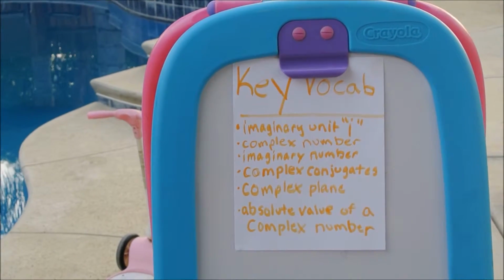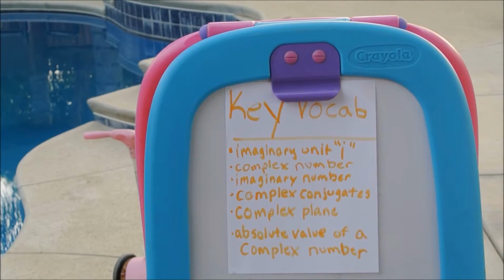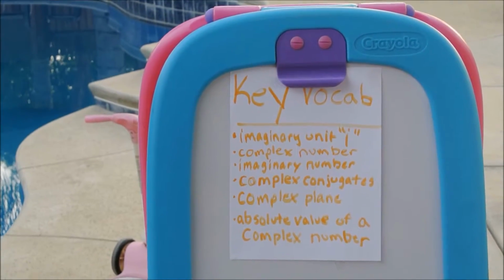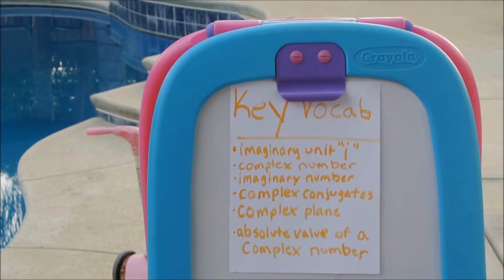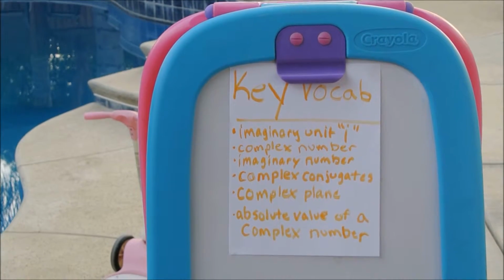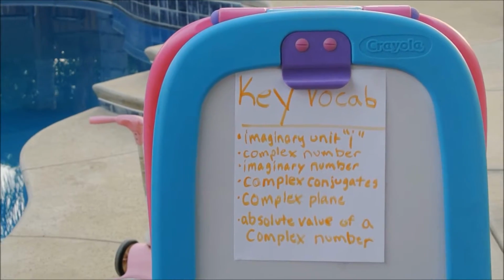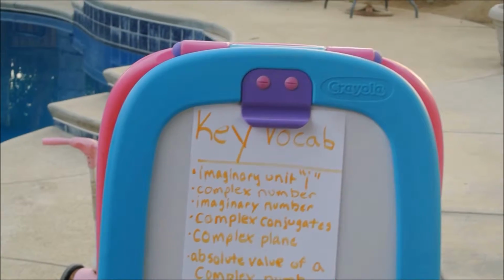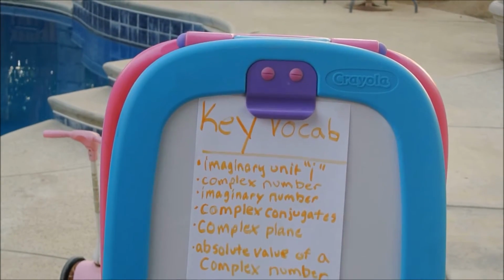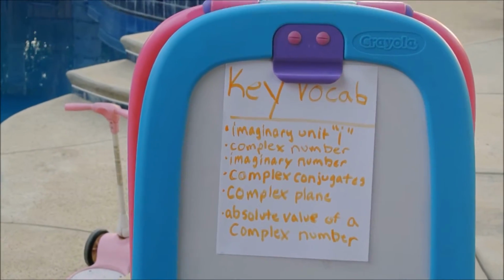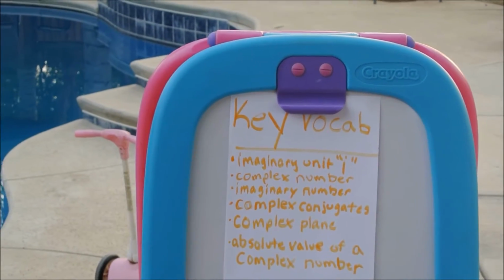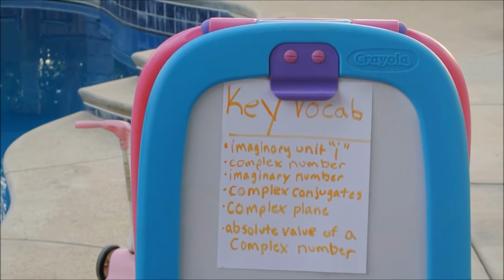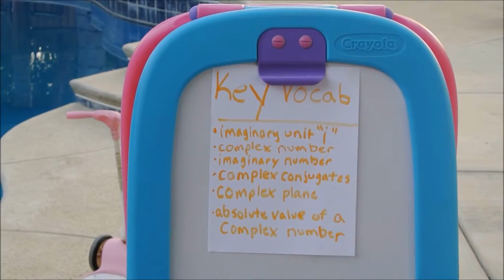2. Complex number. A complex number written in standard form is a number a plus bi, where a and b are real numbers. The number a is the real part of the complex number, and the number bi is the imaginary part. Number 3. Imaginary number. If b does not equal 0, then a plus bi is an imaginary number. Number 4. Complex conjugates. Two complex numbers of the form a plus bi and a minus bi are called complex conjugates.